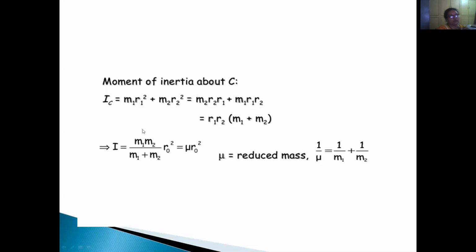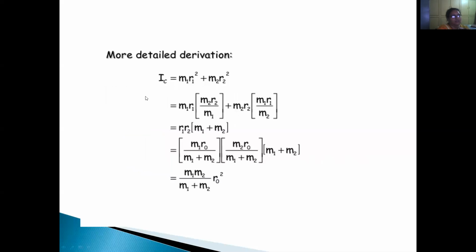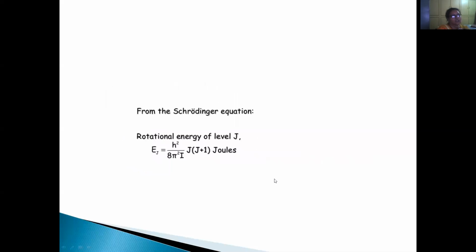Here we are taking m1 m2 by m1 plus m2 as mu. So I is equal to mu into r0 square. This is the reduced mass equation, I is equal to mu r0 square. There is a more detailed derivation given here of how we get that.